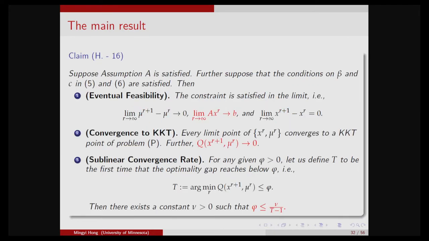And then our result says that the feasibility will be satisfied in the limit, and the KKT point will be satisfied, and then we have a global sublinear convergence rate, meaning the Q function we just defined, the gap function, will go to zero in the order of 1 over t. T is the total number of iterations that we obtain. Okay? So this is basically the global convergence result, and you can modify the algorithm a little bit.